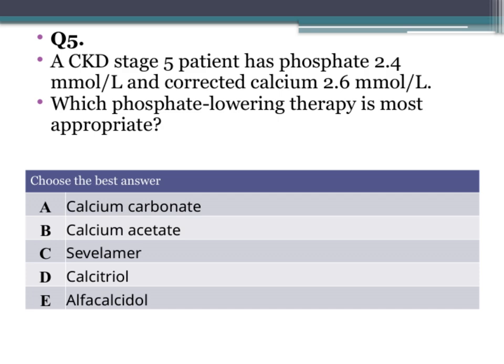On the other hand, calcium-based binders like calcium carbonate or calcium acetate could be considered if phosphate levels were higher and calcium levels were low.